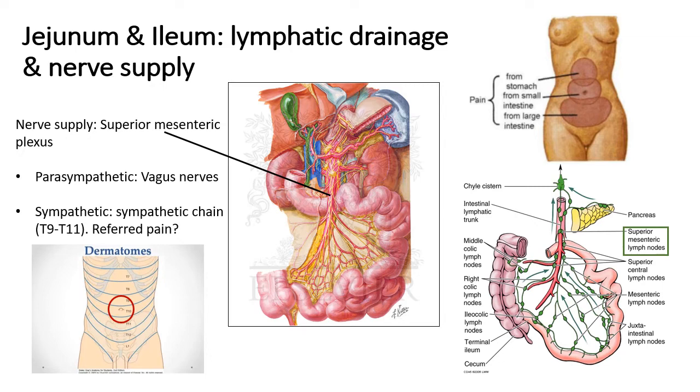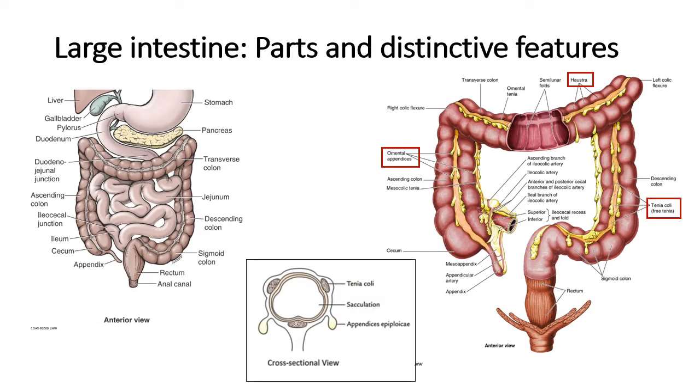In the next slide, we move to the lower gastrointestinal tract. This is the image of the gastrointestinal tract. We started with the esophagus in the first lecture and moved to the stomach, to the duodenum, to the jejunum, and ended with the ileum. Now we continue from this point.